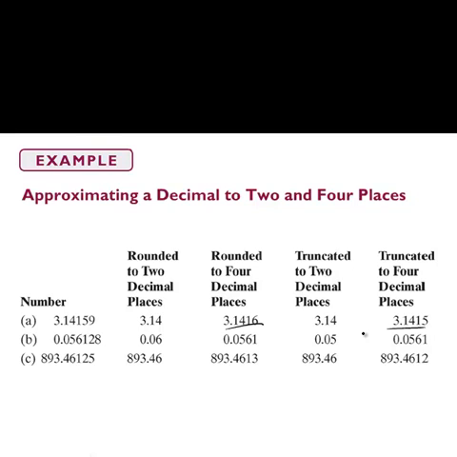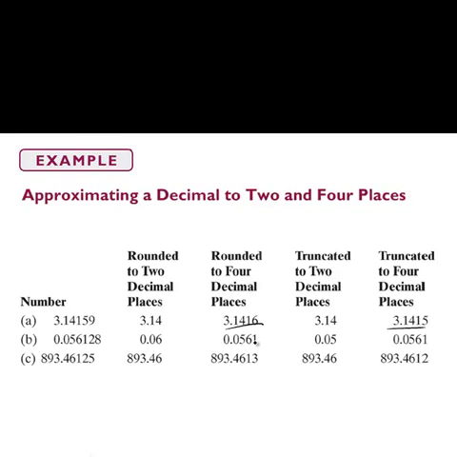All right, so then we have this number here, 0.056128. We can round that to 0.06 because of the digit to the right of the second decimal place, this 5 right here, is 5 or greater. So that's why we round up to 0.06.